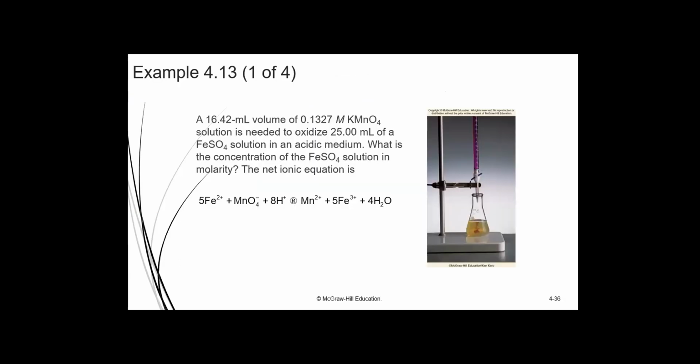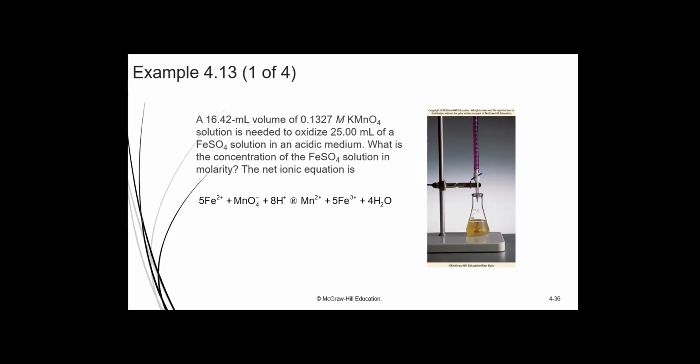Now, before you guys finish up, there's a couple more practice problems that we want to do about our solutions. Some of them might be a redox reaction. Other ones might just be a straightforward titration. So in this case, we have potassium permanganate, and we need to oxidize 25 milliliters of iron(II) sulfate in an acidic medium.